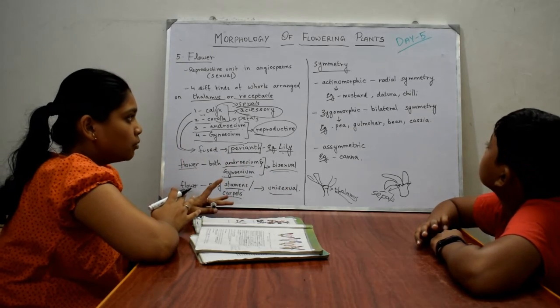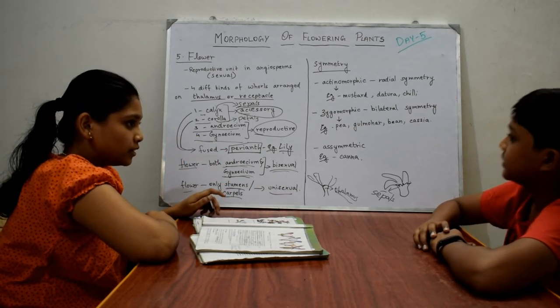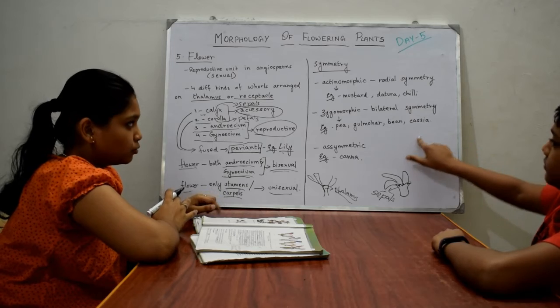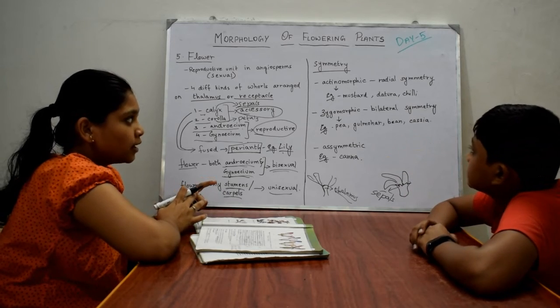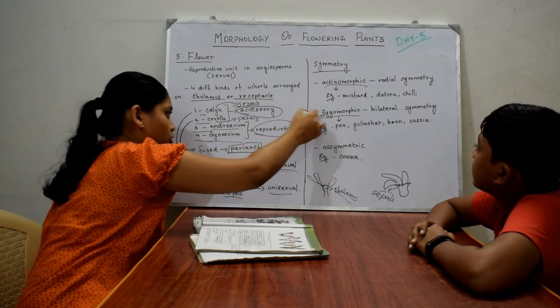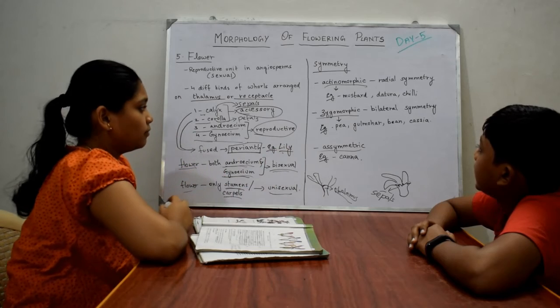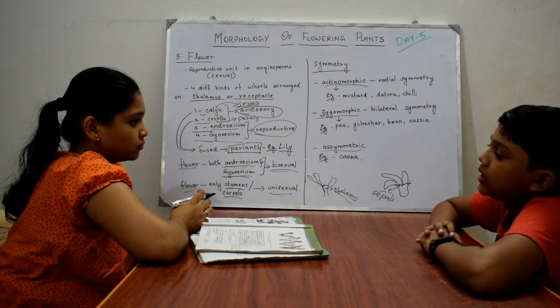And we are going to see about symmetry in flowers. Can you understand? What kind of symmetry is present in flowers, we are going to discuss. So there are 3 kinds of symmetry. First one is actinomorphic, zygomorphic and asymmetric. So what is actinomorphic? It is radial symmetry.